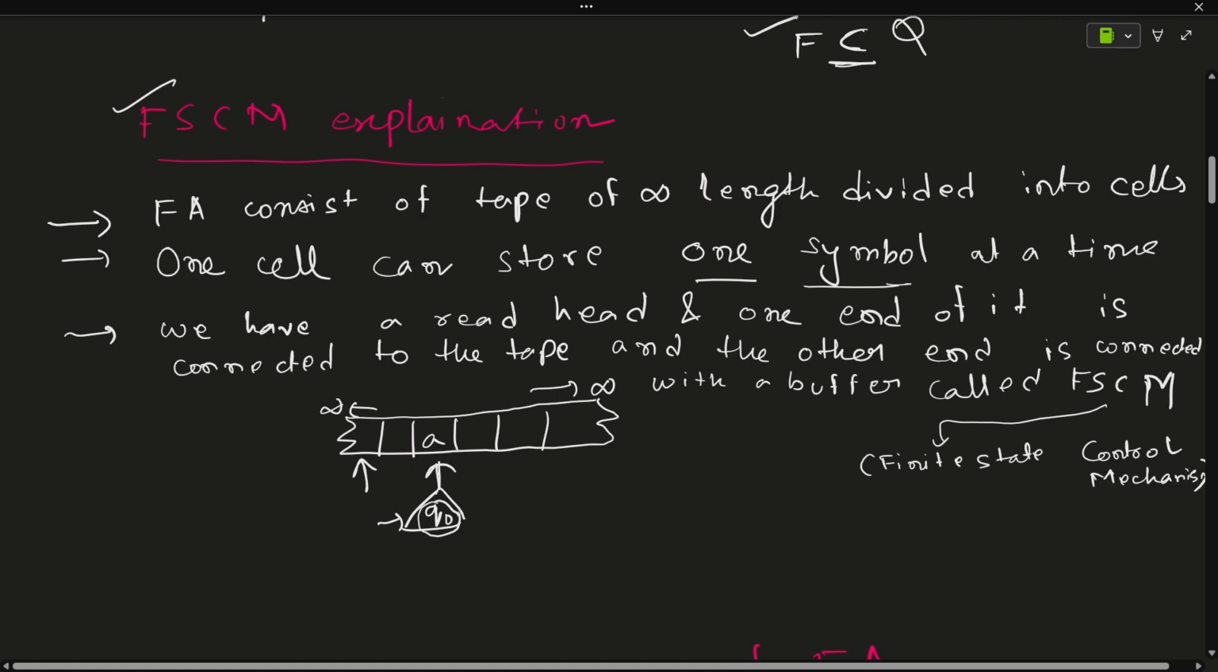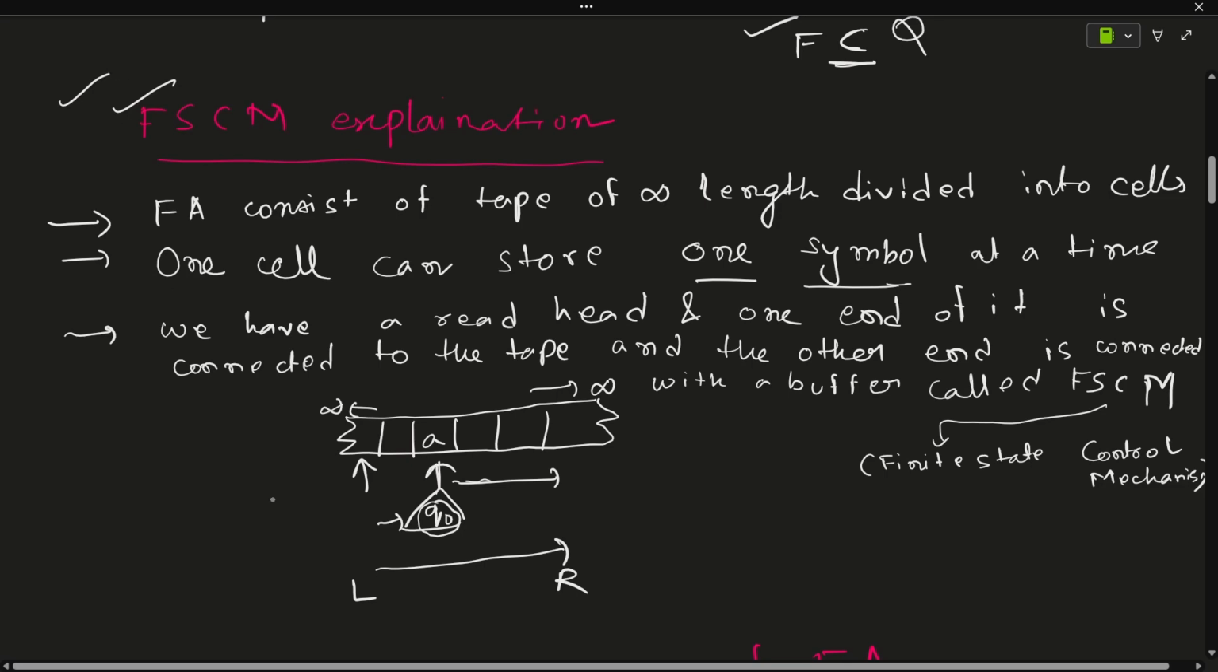Okay, and the read head is unidirectional, and generally it moves from left to right. This is moving from left to right. This is unidirectional. This read head is moving from left to right. And this is the finite state control mechanism explanation.